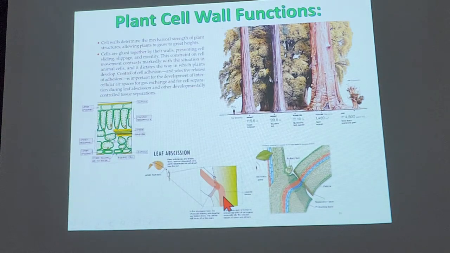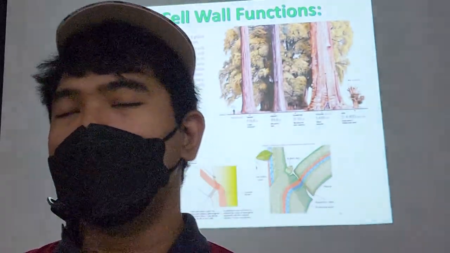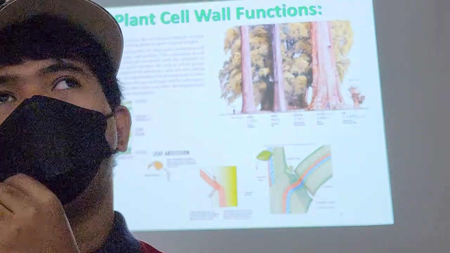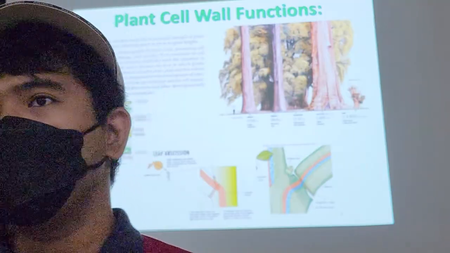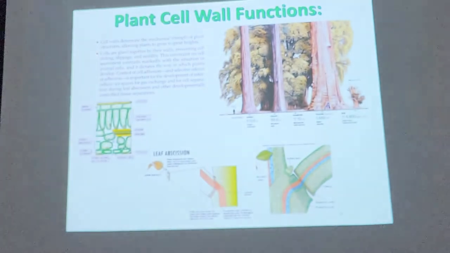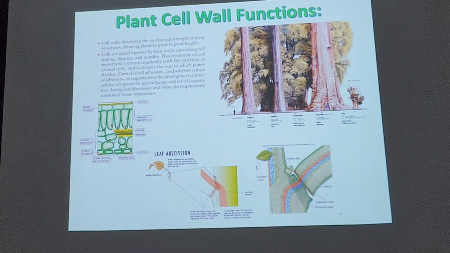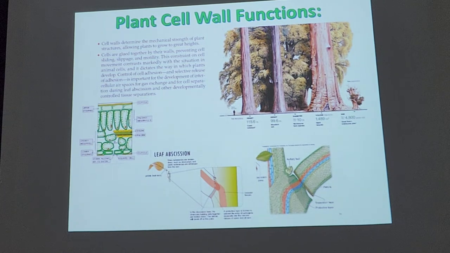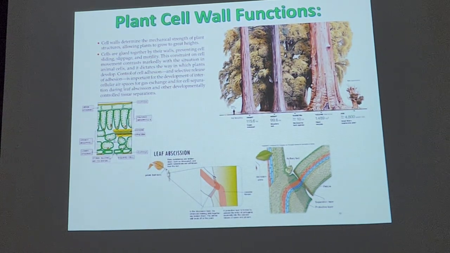Okay, the functions of cell walls. We're talking about the plants now. It's pretty much for their mechanical strength because plants do not have bones like you. I think in the first week you learned about the inside of the plant cell. It has got its own skeleton. What is it called?